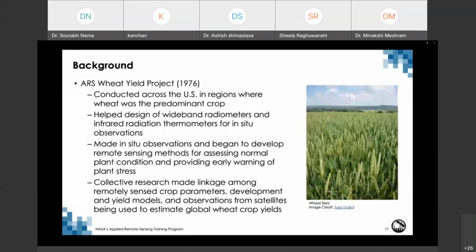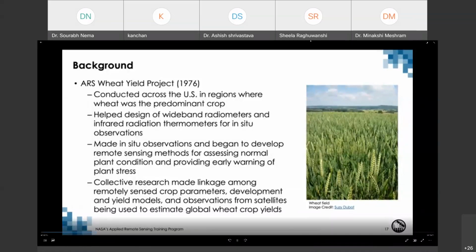At the same time as LACIE, in 1976, USDA's Agricultural Research Service was conducting their wheat yield project. This was a multidisciplinary and multi-institutional group of scientists from the USDA ARS, NASA, Purdue's Laboratory for Applications of Remote Sensing, and elsewhere. The project was conducted across the United States in regions where wheat was the predominant crop.